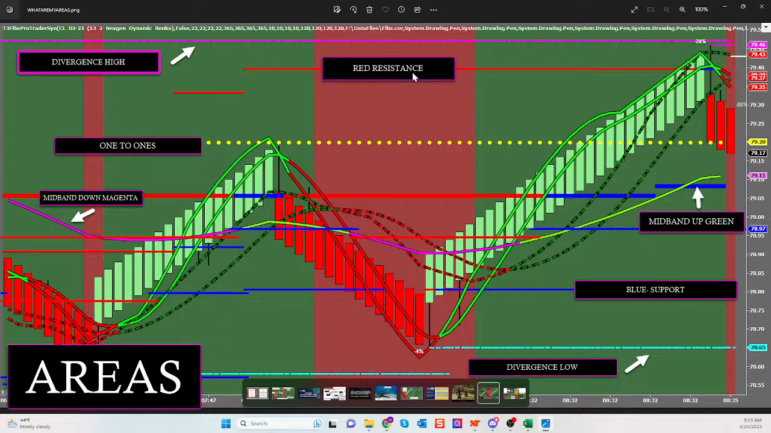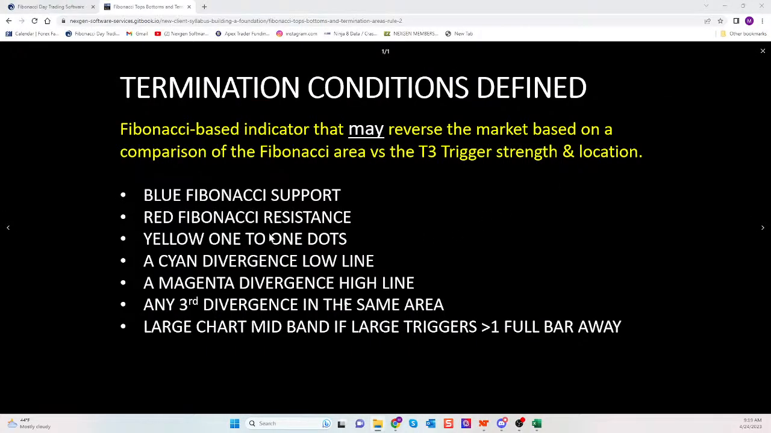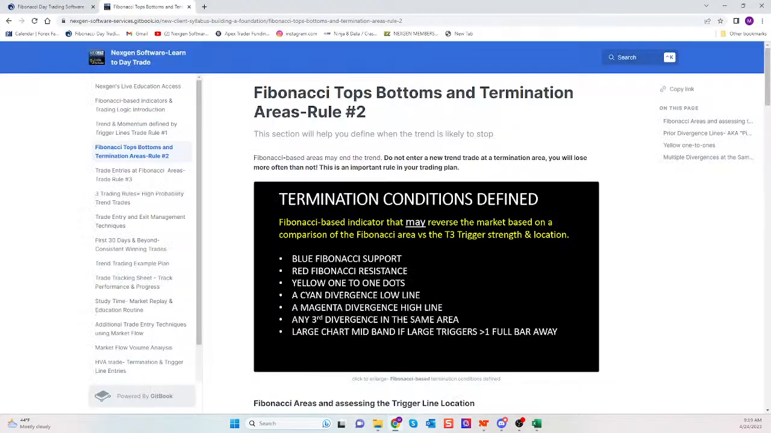It can be red Fibonacci resistance, blue Fibonacci support, yellow 1-to-1s. It can be a mid-band if the large triggers remain a full bar away when contact is made. And we'll find examples of each and every one of these. But recognizing a termination condition is a pretty simple 2-part process. 2 things have to happen for an area to be considered a termination condition.